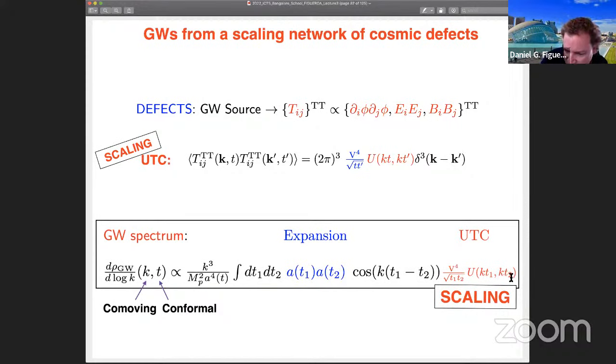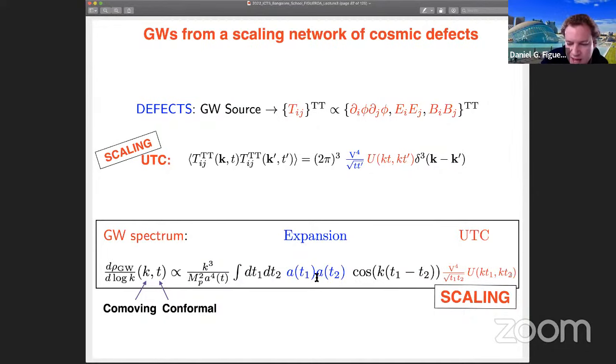I have the same form here. Of course, there is a different amplitude because this comes from the evolution of the defects during matter domination, but the same argument still applies because it's in scaling. And here I would plug in t^2, t1^2, t2^2, because that's the prediction of the scale factor in matter domination, in full matter domination.